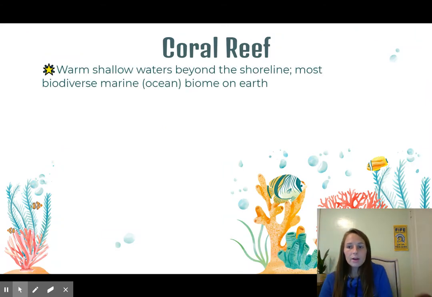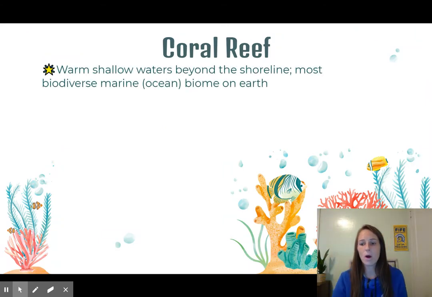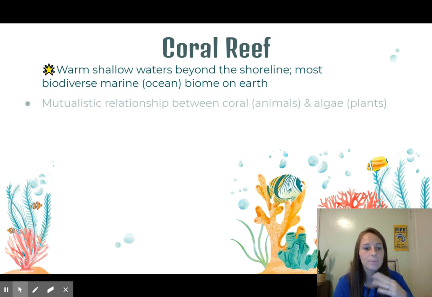Now, one of the other types of aquatic biomes, we are now moving into the totally saltwater, so completely marine here. And coral reefs are going to be the most biodiverse marine biome on Earth. And this is going to be in areas where you have warm, shallow water, but it's going to be a little bit past the shoreline.